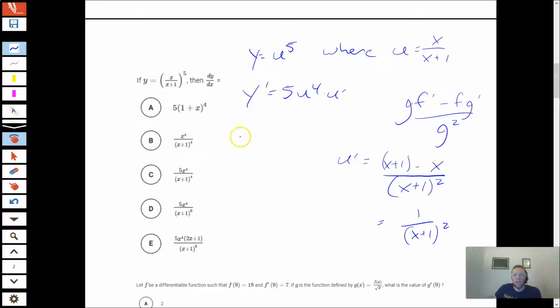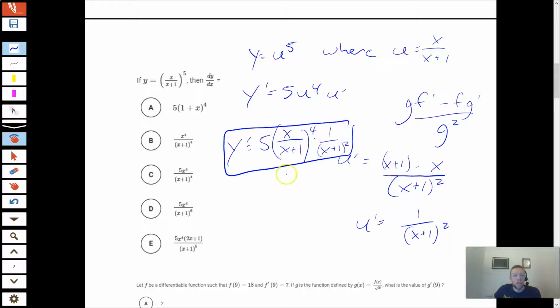And then what I get, so y prime, and this by the way is u prime in my notation here, 5 times x over x plus 1 to the fourth times 1 over x plus 1 squared. Okay, so this one is tricky. So here's my derivative. I'll draw a box around it to keep it away from my mess over here. This one is tricky because notice none of our answer choices look like this. So you guys are probably able to figure this out.